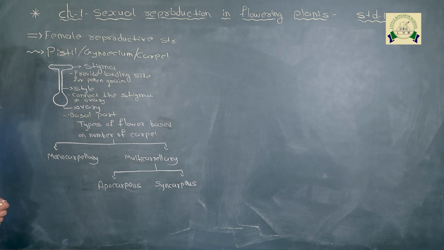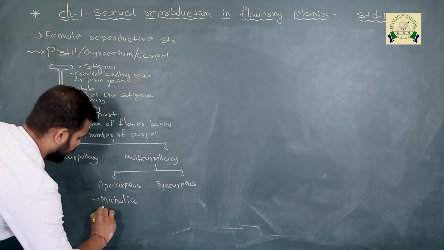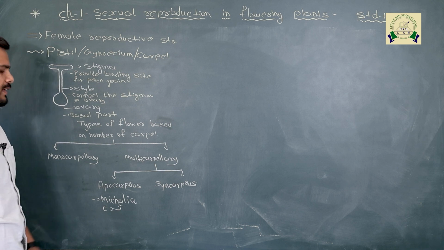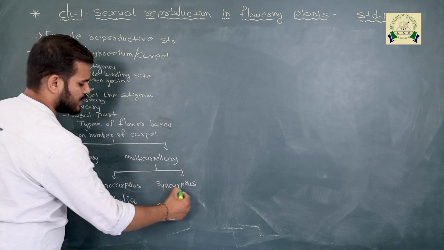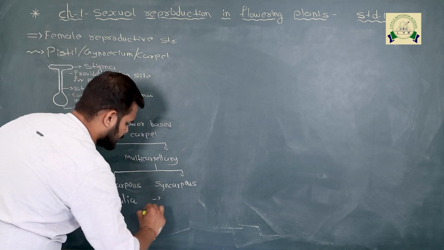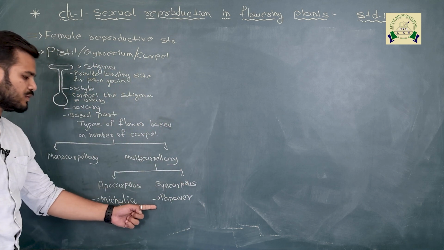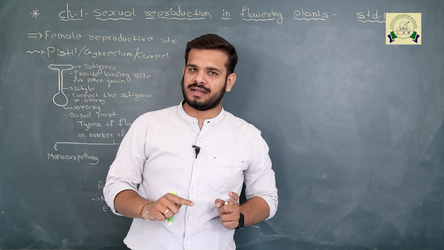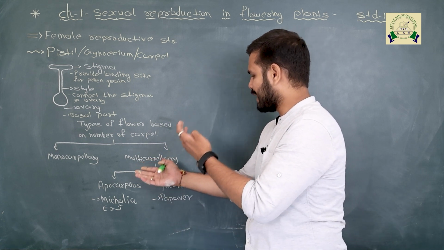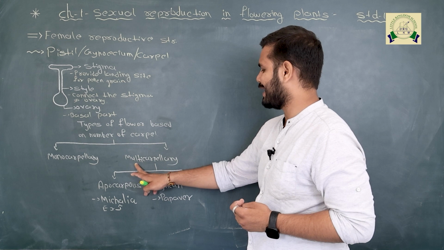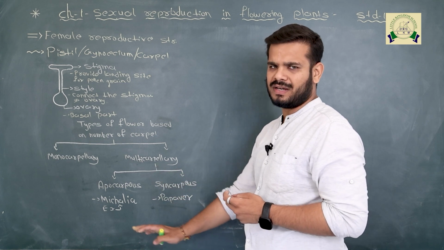The example of an apocarpous flower is Michelia. And if there are more than one carpel present and all the carpels are fused with each other, not free, then this kind of flower is called a syncarpous flower. The example for a syncarpous flower is Papaver. These two are the most common examples. The diagram is given in your NCERT and MCQs are frequently asked based on the diagrams of Michelia and Papaver. The type of flower present in Michelia is multicarpellary apocarpous, and in Papaver it is multicarpellary syncarpous. Frequently asked MCQ.